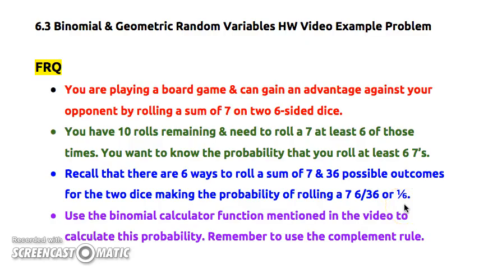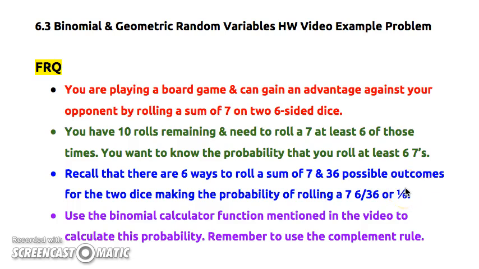Your response, it's another similar situation. I just walked you through an example with the basketball player. Now we're looking at a different situation, playing a board game, and you get an advantage by rolling a sum of 7 on 2 6-sided dice. You have 10 rolls remaining, and you need to roll a 7 on at least 6 of those times. You want to know the probability that you roll at least 6 7s. That means there's at least 6 times where the 2 dice add up to 7. Recall that the probability of rolling a 7 is 6 over 36, or 1/6. So that's our probability of success.